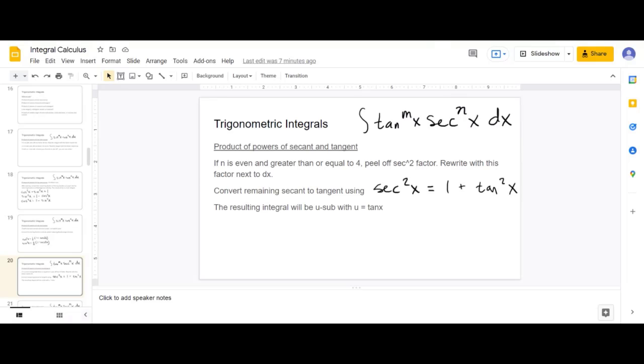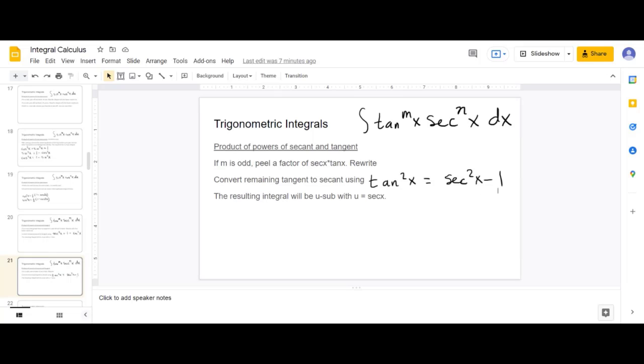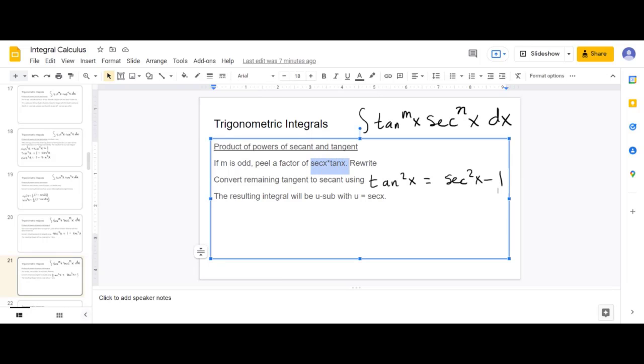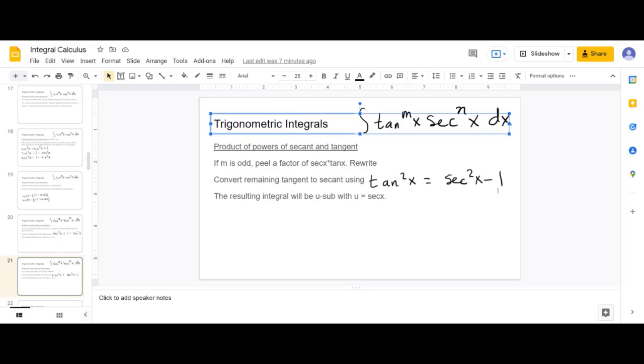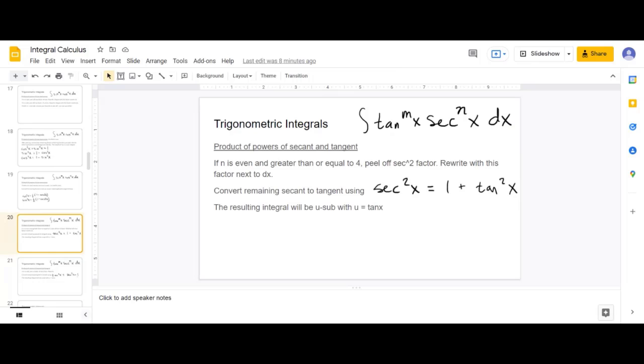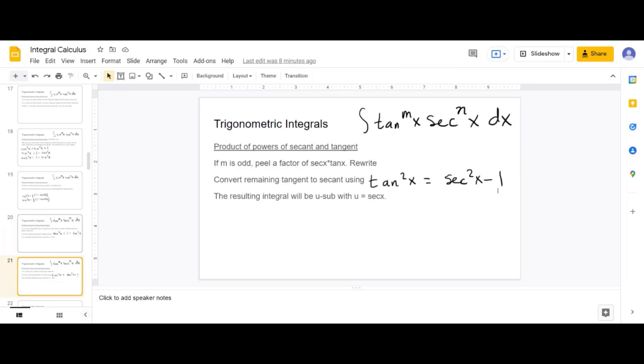The dx. Okay, so otherwise, in this type of integral, if n is not even and m happens to be odd, then you peel off this factor, secant x tangent x, and rewrite with the secant x tangent x next to the dx. Then you convert the remaining tangent to secant using this formula. This is just rearranged from the last one, like we just subtracted 1. And so tangent squared is secant squared minus 1.